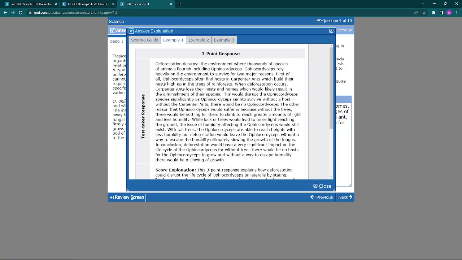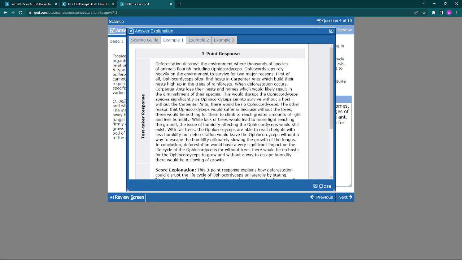Oh, already you can see a lot more effort, a lot more said. So, deforestation destroys the environment where thousands of species of animals flourish, including OU. OU rely heavily on the environment to survive for two major reasons. First of all, see already I feel like this is inflated, but anyways, it's saying it. So first of all, OU often find hosts in carpenter ants, which build their nests high up in the trees of rainforests. When deforestation occurs, carpenter ants lose their nests and homes, which would likely result in the diminishment of their species. Okay, so that's good. They're saying, you know, less trees, less ants. This would disrupt the OU significantly as OU cannot survive without a host. Okay, so which are the carpenter ants?